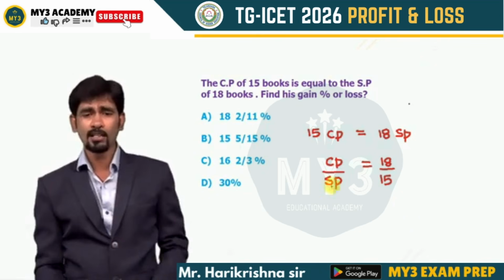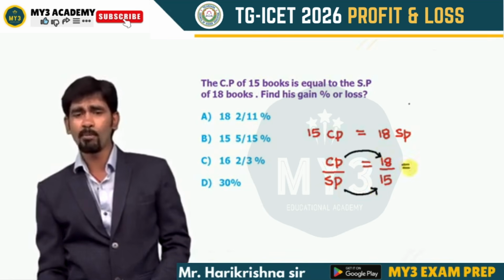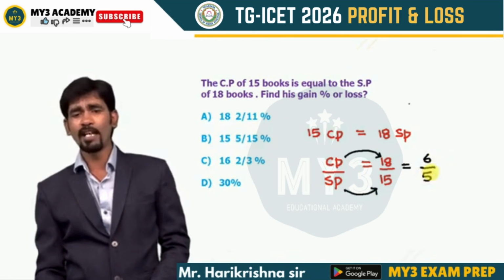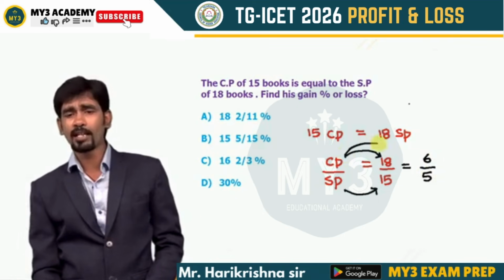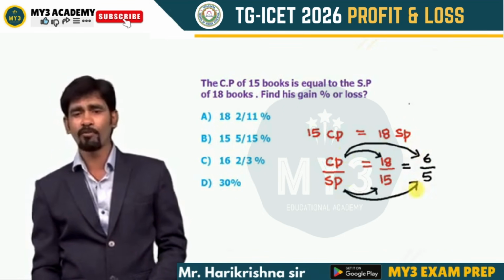The meaning of this is that the cost price is going to be 18 rupees and the selling price is going to be 15 rupees. Or if you want to simplify further, 3 sixes are 18, 3 fives are 15. So it is very clear that the cost price of the article is going to be 6 rupees and the selling price of the article is going to be 5 rupees.